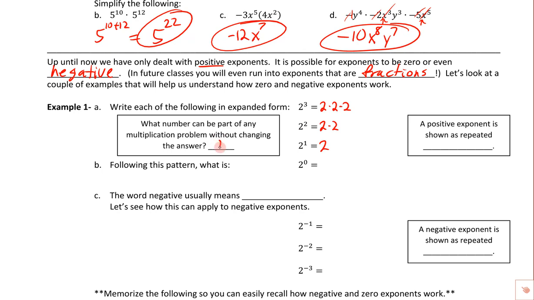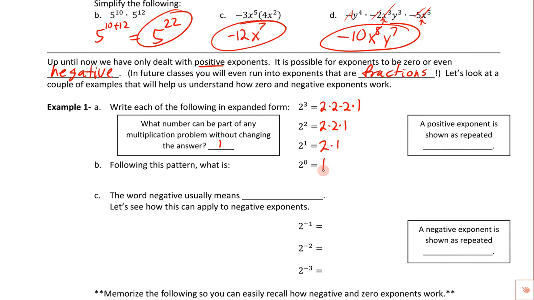So if we multiply each of these problems by a 1, so I'm going to put a 1 here, put a 1 here, put a 1 here. Basically what this is saying is start with 1 and multiply by 2 three times. Start with 1 and multiply by 2 twice. Start with 1 and multiply by 2 once. Well, if this pattern follows here, the only thing that's going to change is we don't have any 2's, so the answer to this one is 1.